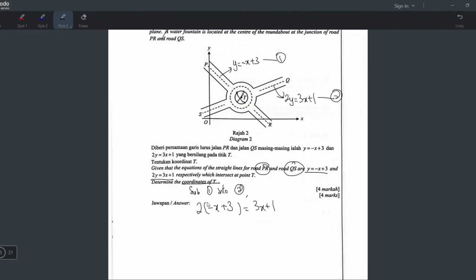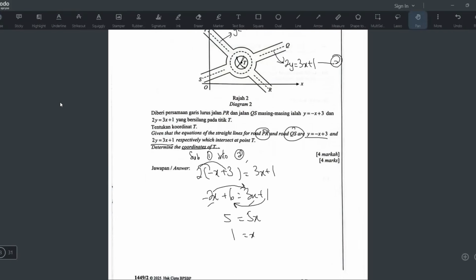So sekarang kita kena kembang. So negative 2x, kembang dapat 6 sama dengan 3x plus 1. I'm trying to find x. So x dengan x boleh buat. So tapi saya nak jadikan, saya akan pindah macam ni. Because if you pindah macam ni, the x will be positive. 3x plus 2x is 5x. Plus 1 jadi minus 1. 6 minus 1, 5x sama dengan 1.